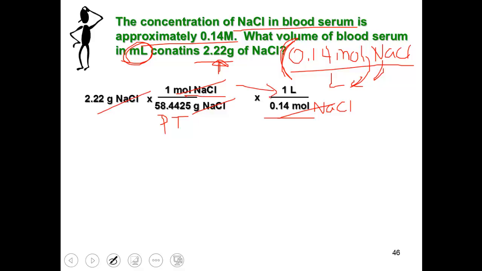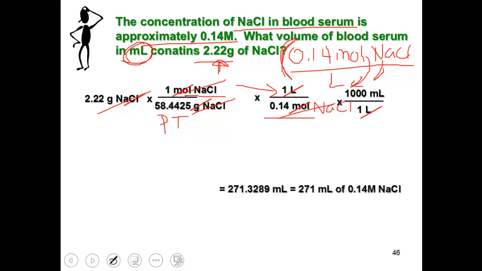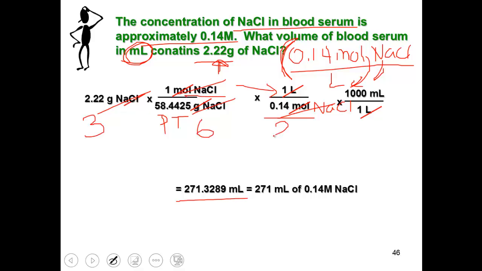How do you get it into milliliters? Well, geez, we did that back in chapter 1. And so if we do that, just our 1 liter is 1,000 milliliters, and then if we get that to cancel out, we're going to see that this is what our calculator comes out with. So we've got 3 sig figs here, 6 here, 2 here. So our answer can only have 2, okay? So that's a mistake there. I'm going to write that down in my book because we should only have 2. So 270 milliliters of the 0.14 molar sodium chloride solution.